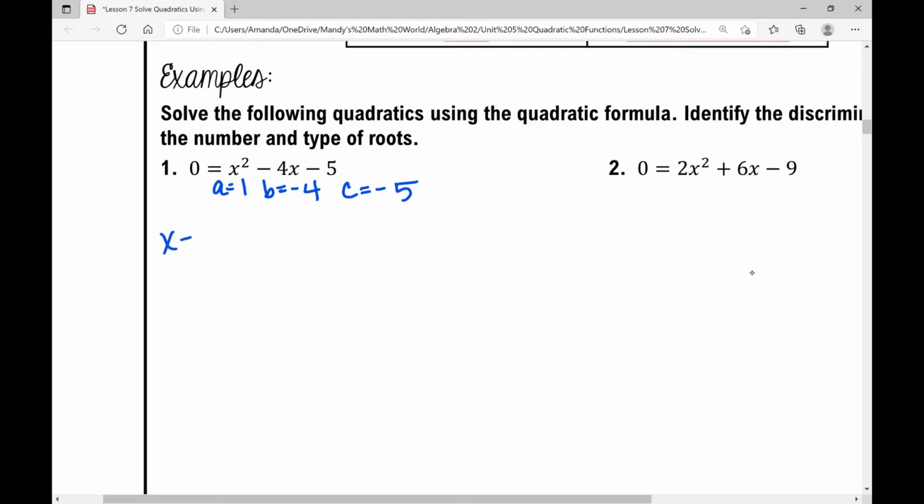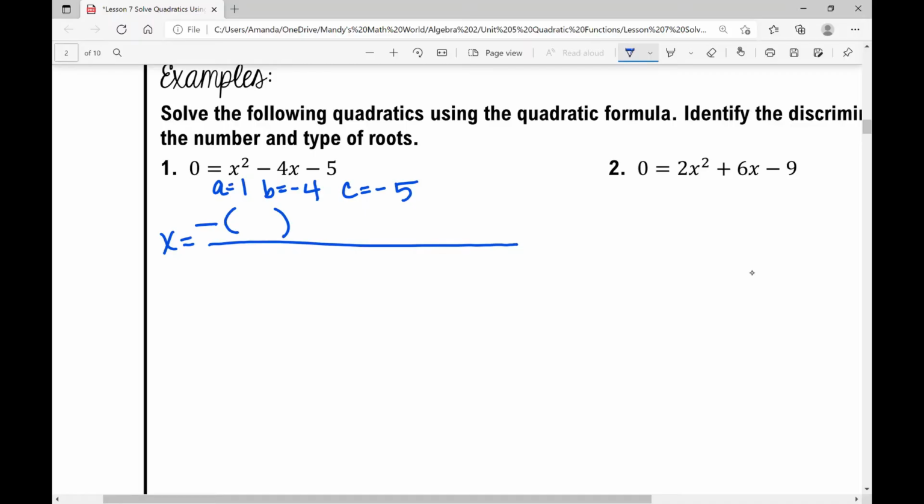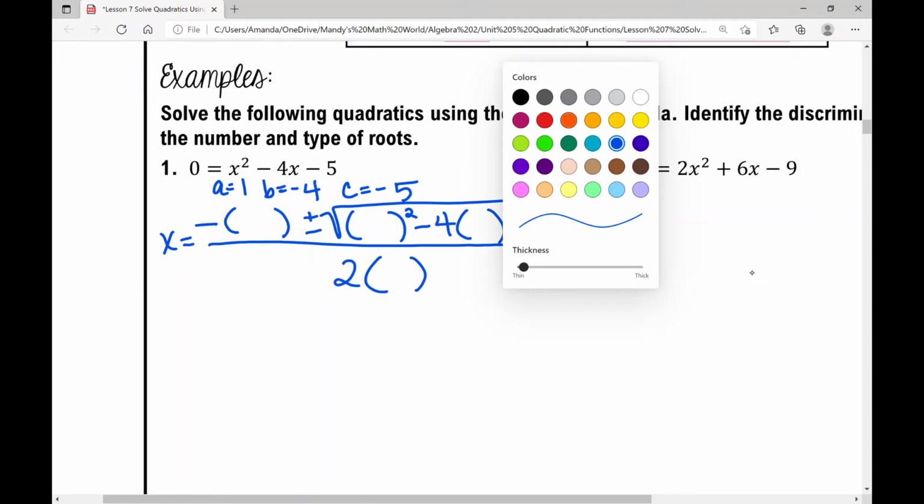So let's now plug this into our formula. And what I'm first going to do is write out what's called the quadratic formula skeleton. And it's x equals the opposite of, every time I say a letter, I'm going to put parentheses instead of the letter. So x equals the opposite of b plus or minus the square root of b squared minus 4ac all over 2a. That is the quadratic formula skeleton.